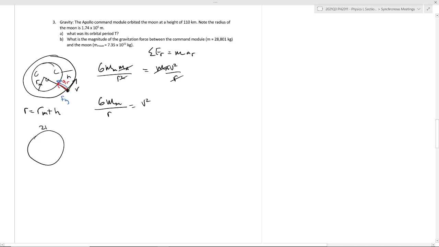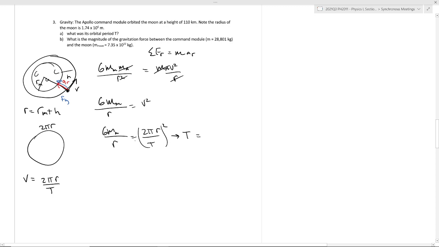period. Well, 2 pi r divided by the period will give you the speed. So 2 pi r over T, i.e. how long the circumference of an orbit is, divided by the time per orbit, is equal to the speed in the orbit. And so we can put that in here. GM of the moon over r is going to equal 2 pi r over T squared. And then we can solve this for the period.